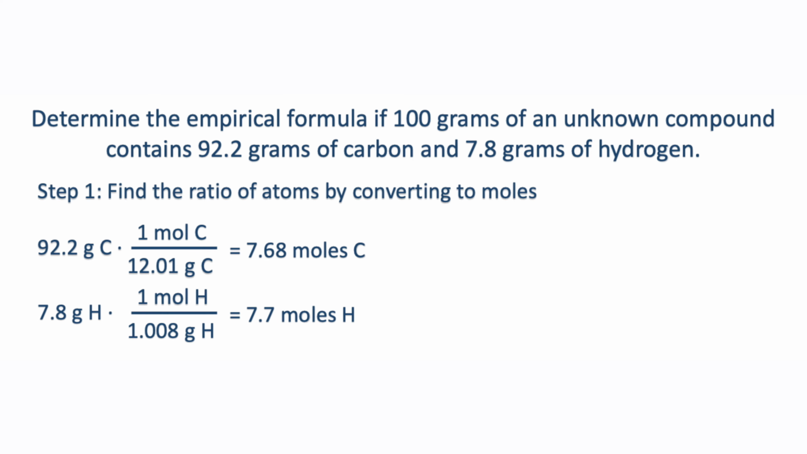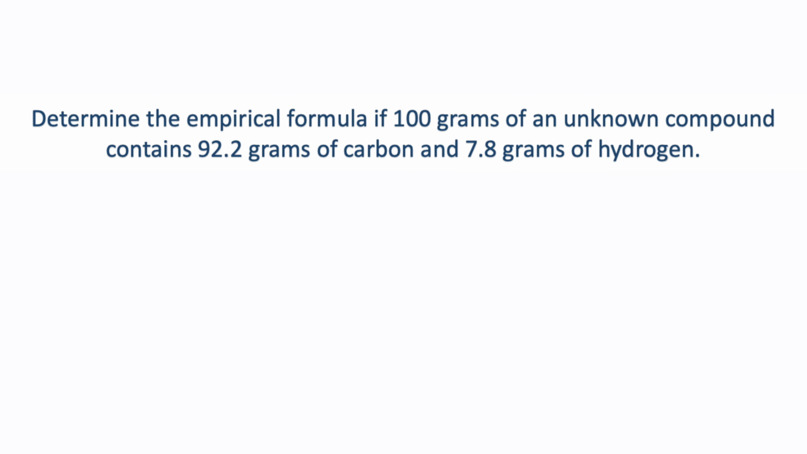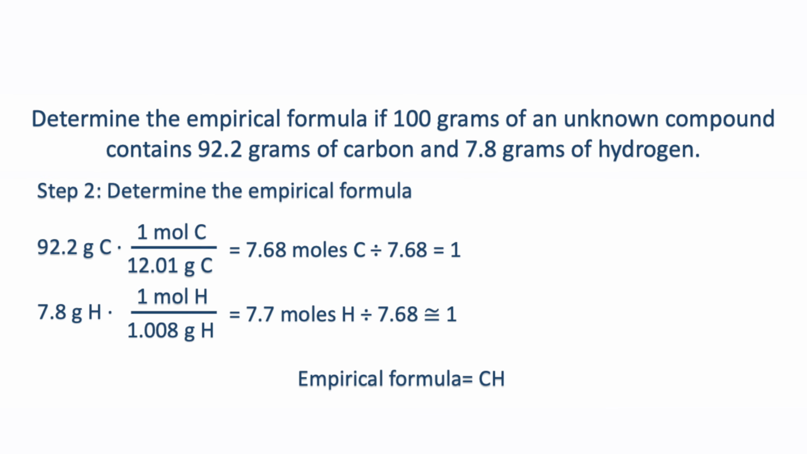The final step is to determine the empirical formula by finding the ratio between the two elements. We can then find the ratio of carbon to hydrogen by dividing the moles of hydrogen, which is the larger value, by the moles of carbon.